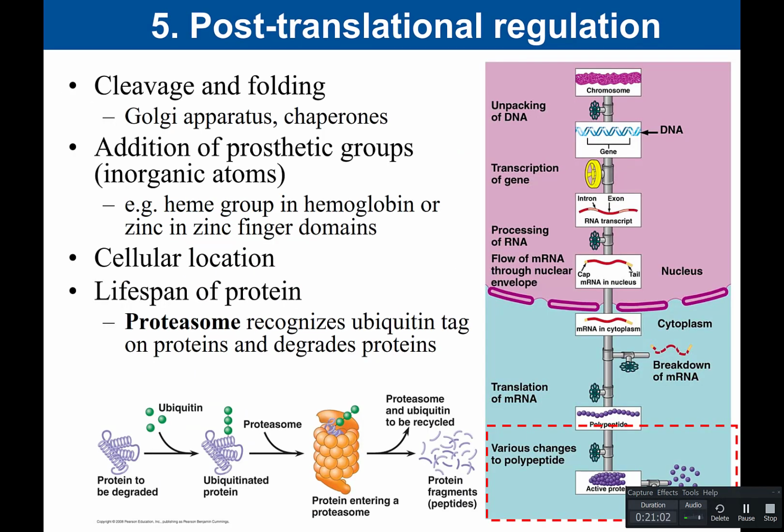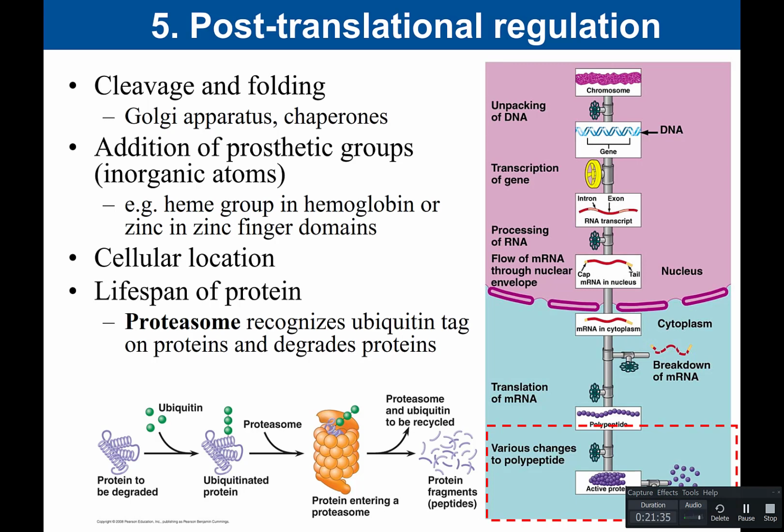So for our post-translational regulation, we're not going to talk much about regulation of translation, but we're just going to skip ahead to post-translational regulation. So that is referring to once the protein is already made. There are several ways that a protein can be regulated once it's already produced. We can have cleavage and folding. In terms of cleavage, like cutting the protein, that can happen in the Golgi apparatus.